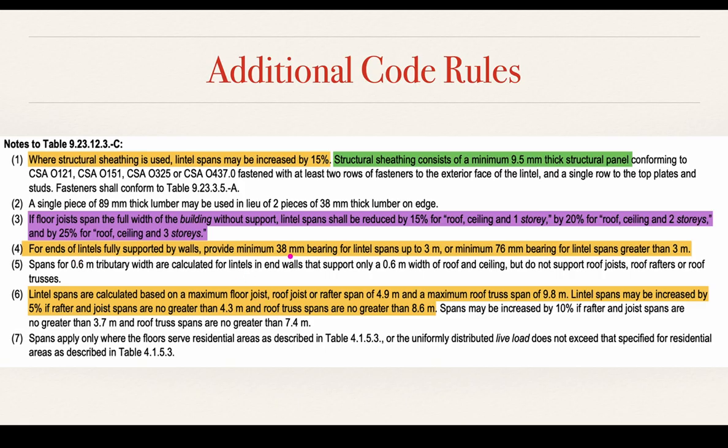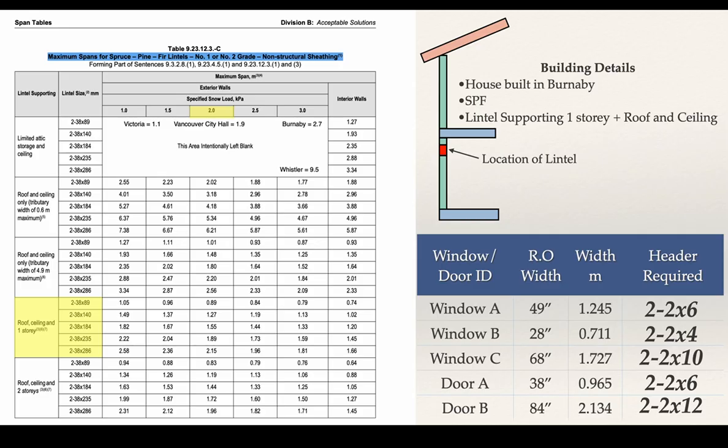And so for the most part, our lintels are going to be supported on 38 millimeters of bearing, but if the span of the lintel is greater than 3 meters, it's going to be put on 76. So basically, if your window is less than 10 feet, we can get away with a single cripple stud. If your window is larger than 10 feet, we're going to double that up, so it's going to be 2 cripple studs. And then as you get wider and wider, you have to add more cripple studs.